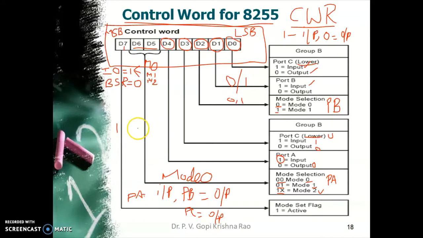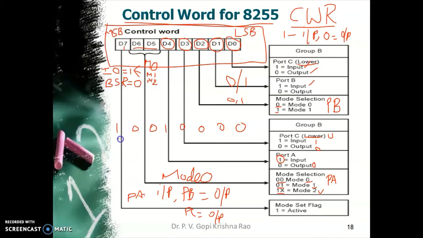As we are operating port A in mode 0, D6, D5 will be 0. As port A is an input port, 1 is defined for input. Port C, both lower and upper, are used as output, so port C upper will be 0. Port B is also used in mode 0. It is used as an output port, so 0 is for output. And port C is also used as output.